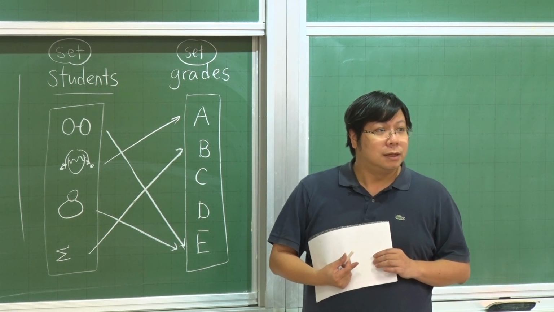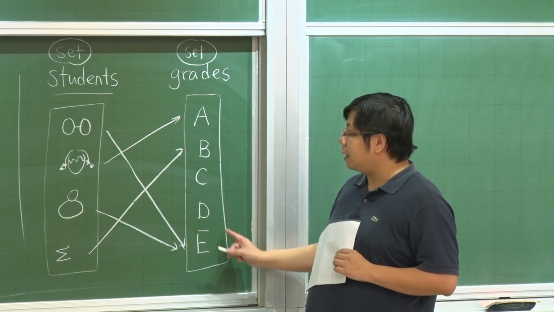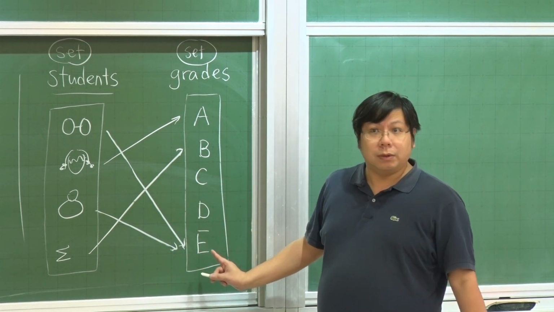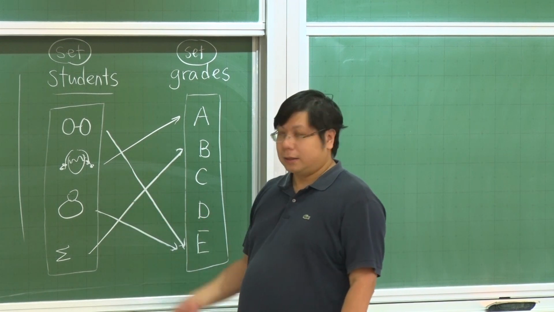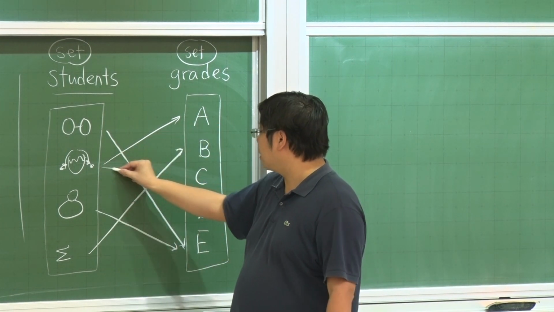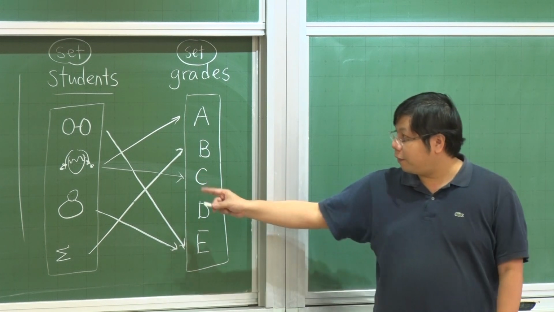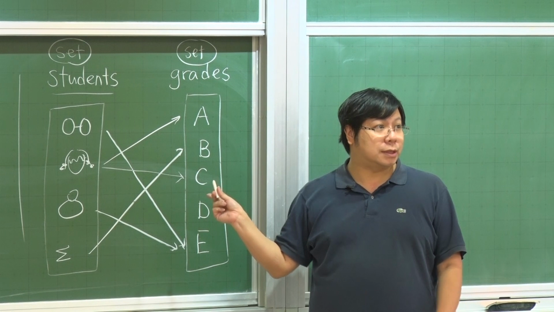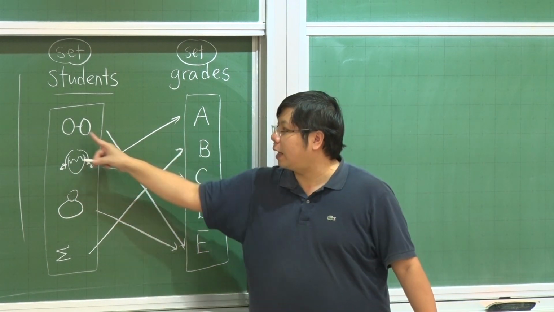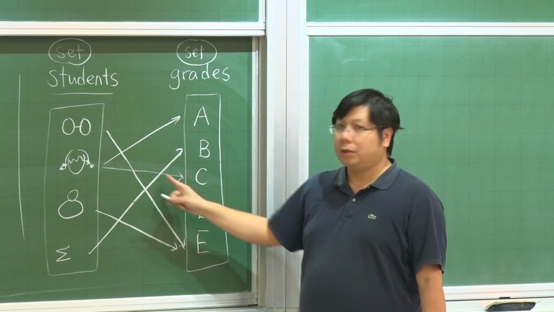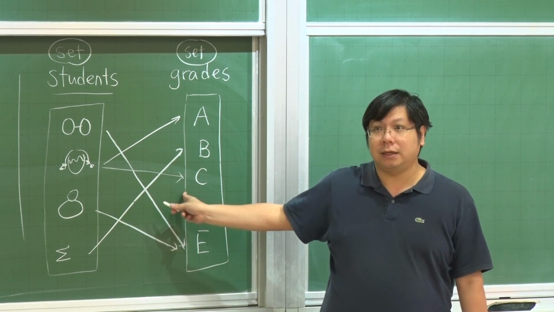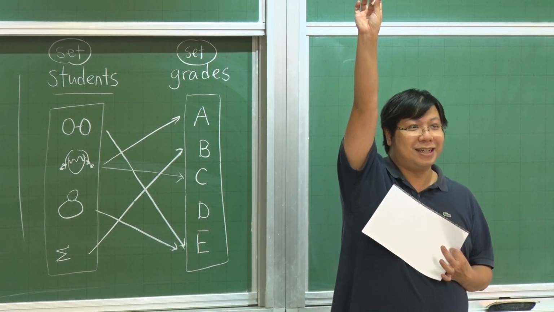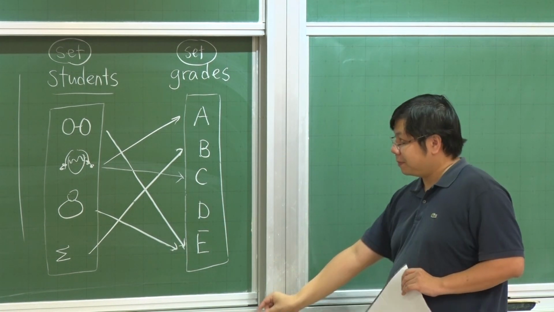Notice that on this set B, there may be multiple students mapping to the same item in B. That is okay. What is not okay is, let's say Shizuka is mapping not only to A but also to C. If this is the so-called assignment, then this is not a function from the set of students to the set of grades, because it is one thing in A mapping to more than one thing in B. If you are okay with the definition of a function, could you please raise your hand? Okay, excellent.